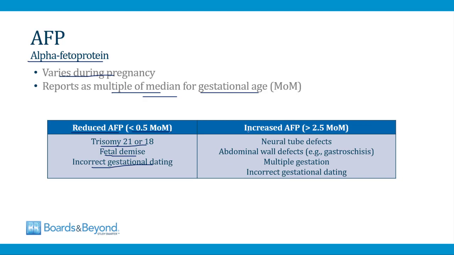If, on the other hand, the AFP is increased, which is more than 2.5 multiples of the median, this is a finding you can see if the baby has a neural tube defect or certain abdominal wall defects like gastroschisis. You can also see high AFP levels in multiple gestation pregnancies, and then the level can also be high if there's incorrect gestational dating, just like incorrect dating can make the level be low.